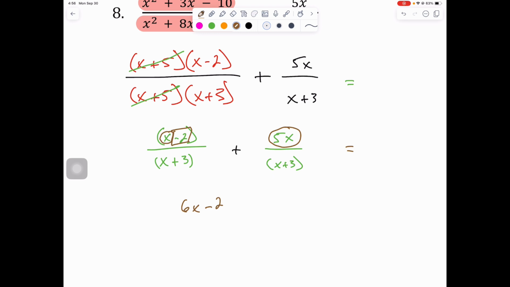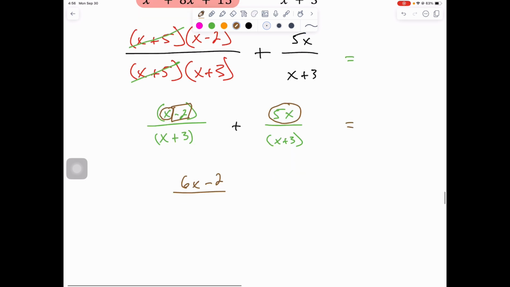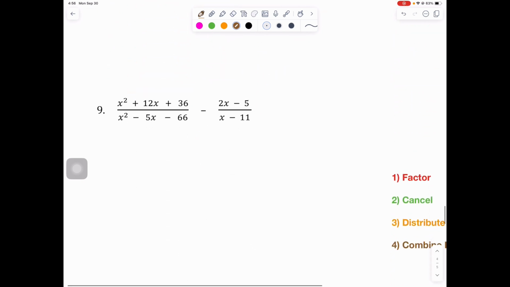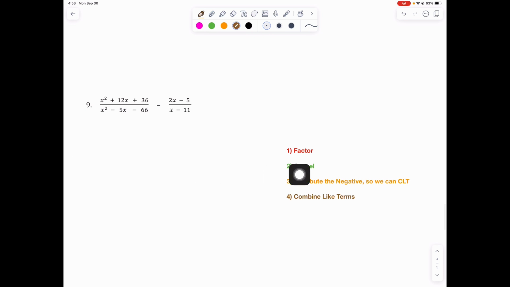Our negative 2, can we combine that with anything? Certainly can't. There's nothing left to combine it with. And we do have our common denominator of x plus 3. Go ahead and put that over. And from here, we will simply box our answer. All right, moving forward to number 9, we will have to factor, cancel, distribute the negative, so we can combine like terms. Not bad.